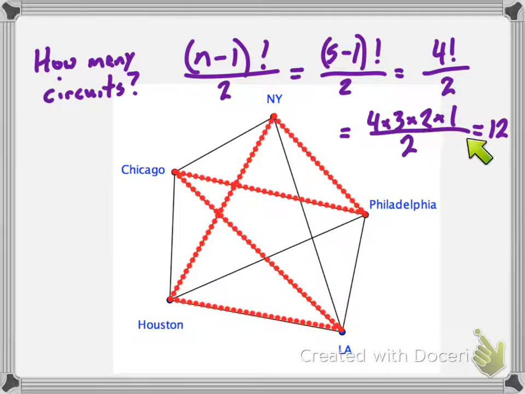And again, the reason is we're dividing by 2, because in our last problem, when we started from New York, we figured out that there were 24 different paths. But when we close that path, it becomes a circuit, and then all of a sudden I can go backwards. So that's why we end up just double counting half of them. So let's take a look at another example.